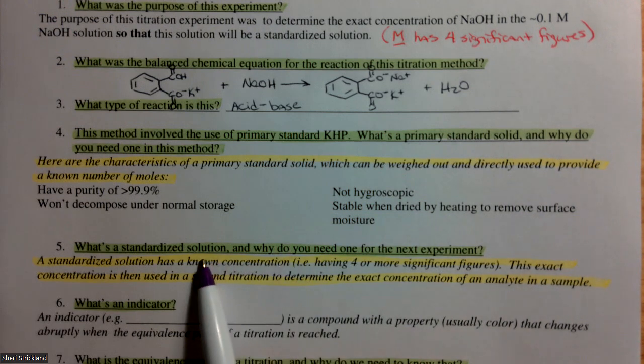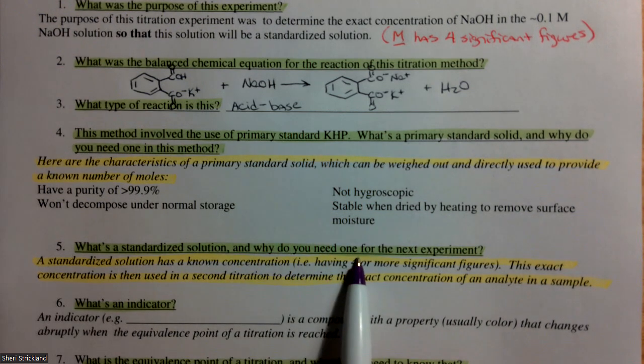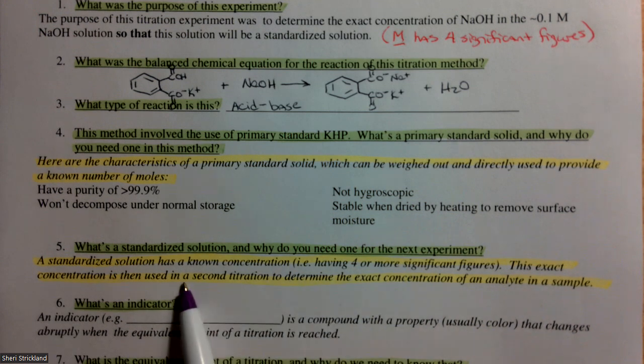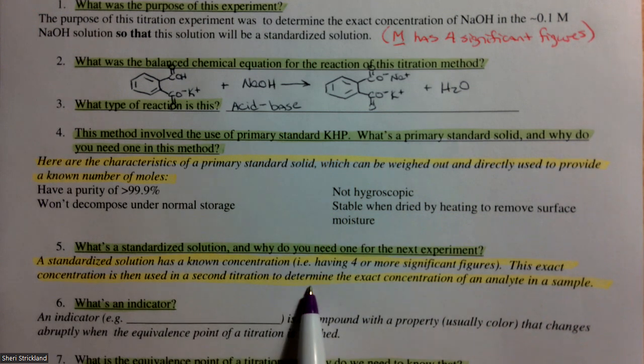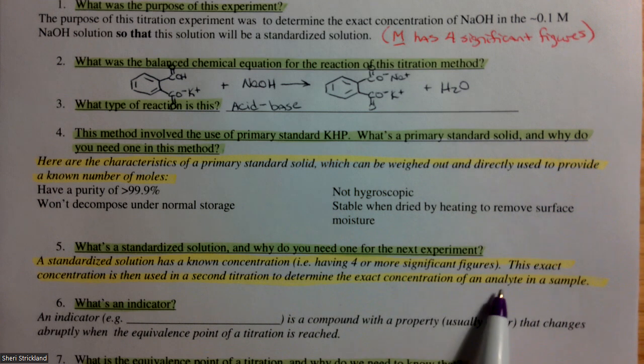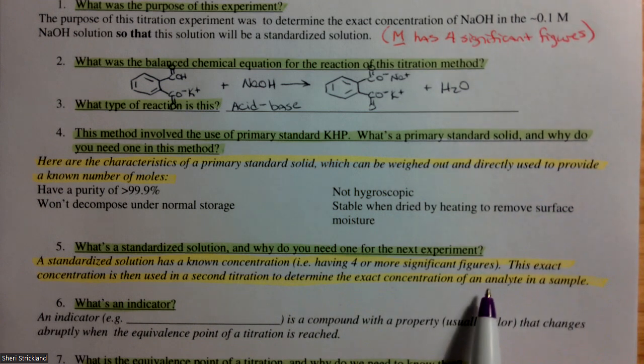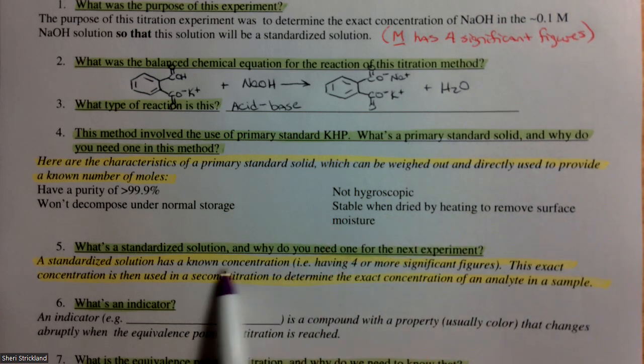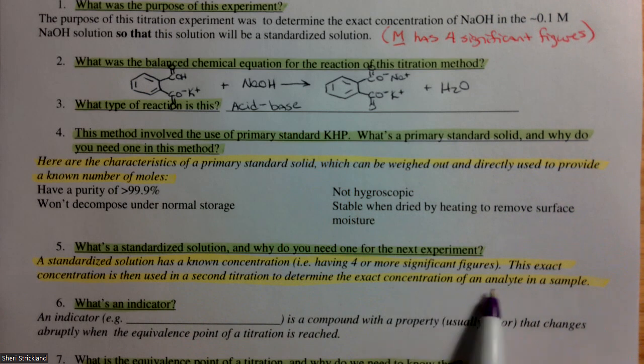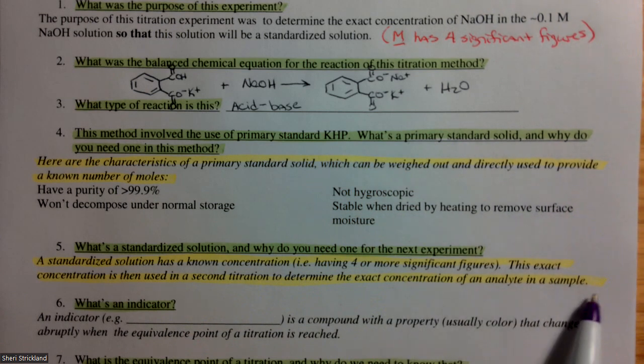All right, so a standardized solution having 4 significant figures can then be used in a second titration to determine the exact concentration of an analyte in a sample. Like, for example, if you had an unknown, a granular solid that had an unknown percentage of KHP in it, which you will have done as well. Okay, so that's what you need it for. You need it to determine the exact concentration of an analyte in a further titration.